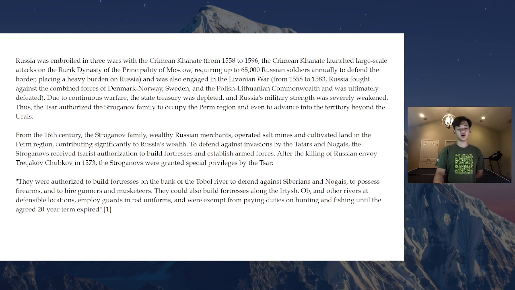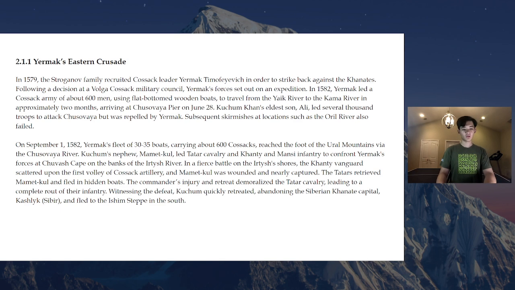Thus, the Tsar authorized the Stroganov family to occupy that Perm region and even to advance into the territory beyond the Urals. From the 16th century, the Stroganov family, wealthy Russian merchants, operated salt mines and cultivated land in the Perm region, contributing significantly to Russia's wealth. The Stroganovs received the Tsar's authorization to build fortresses against the Tatars and the Nogais, and this was also a defense against the conflicts with the Siberian Khanate.